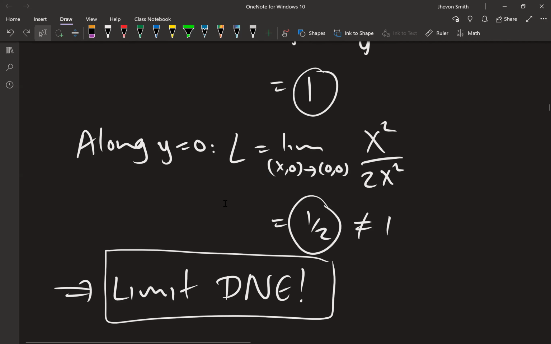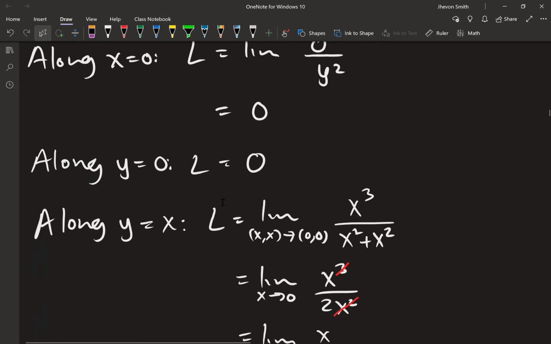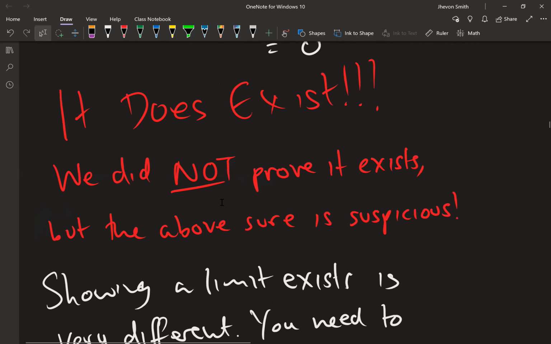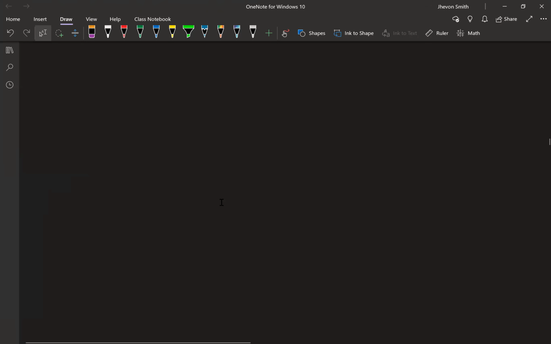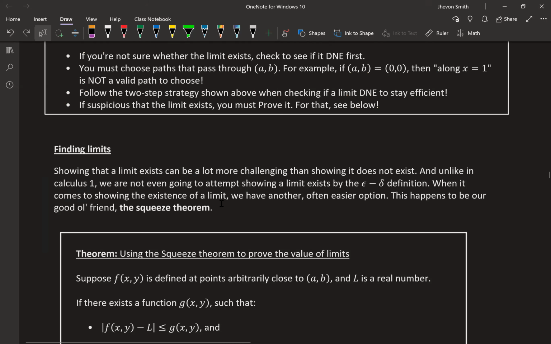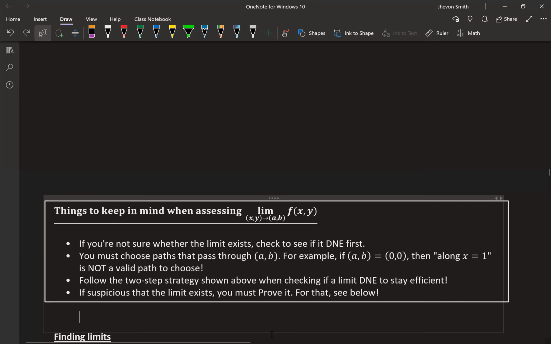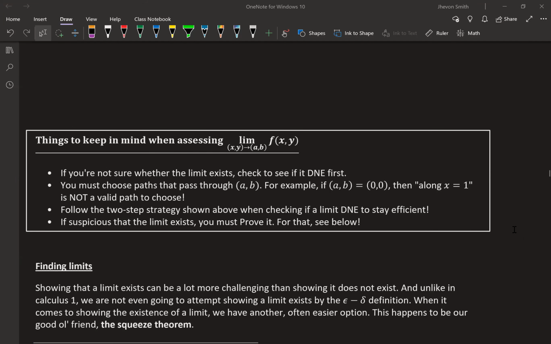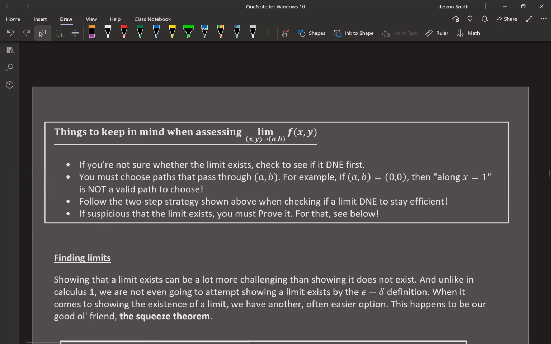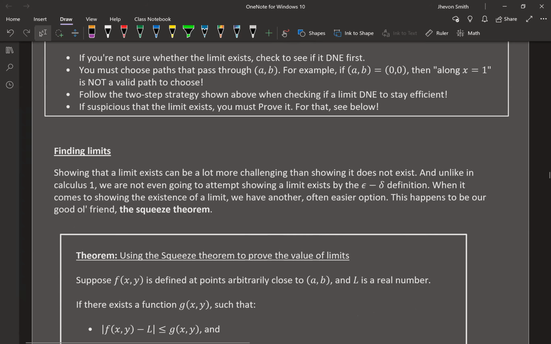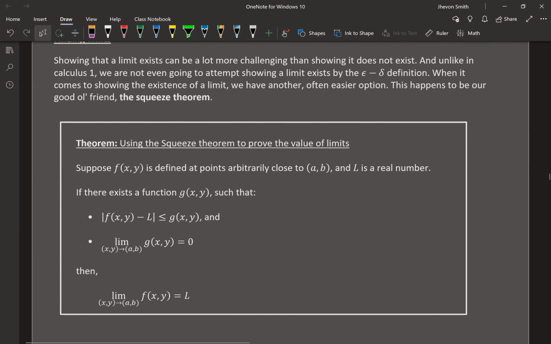There are times when you're not going to know for sure, and you need to know when to stop the process before it gets out of hand. So this was about getting out of hand. So now I'm actually going to show you how to show that a limit does exist. Here are some things to keep in mind when assessing limits, though. Let's move these guys up here. Now, showing that a limit exists, we're going to use the squeeze theorem, believe it or not, our old friend, the squeeze theorem.